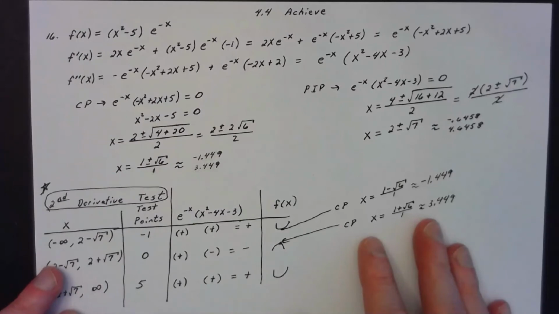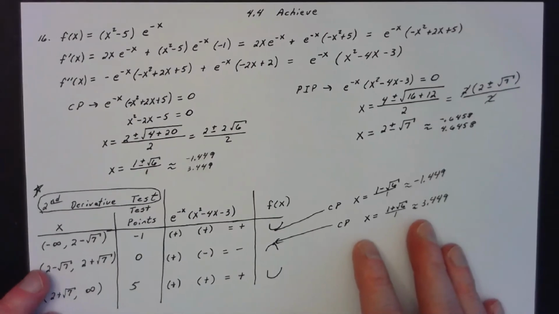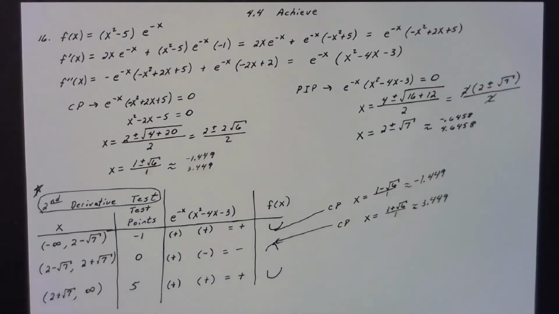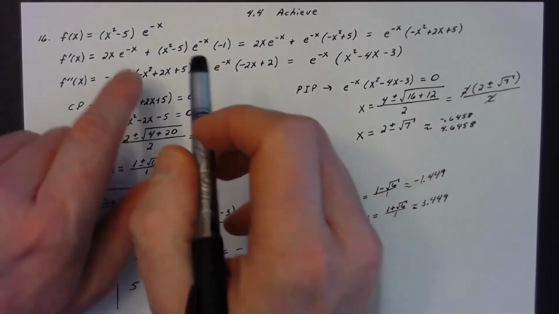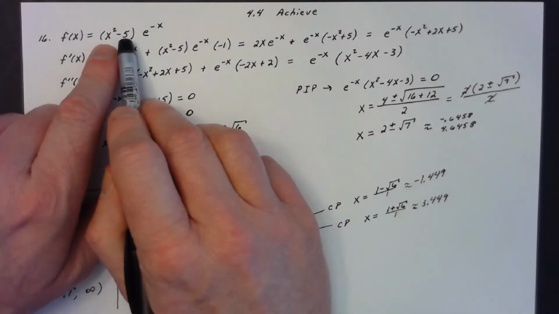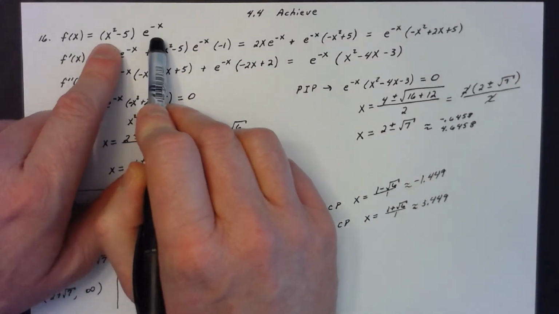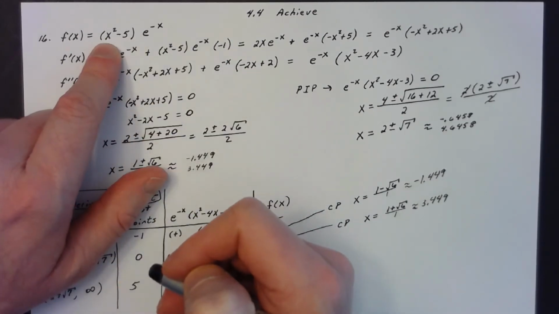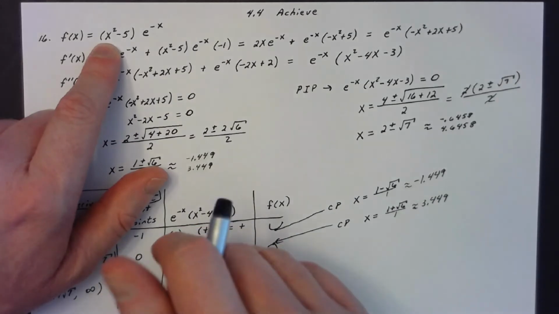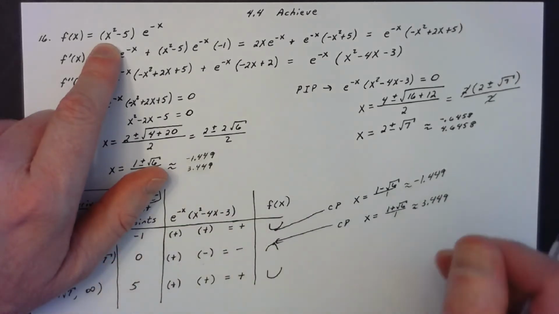The last one in this section that I'll look at with you, and it is literally the last problem in the section, number 16, is very, very similar to the one we just looked at. It's a little bit better just because it involves the product of a polynomial and an exponential function, but it's the same type of questions. Determine the intervals of concavity, and then determine the critical points that will give you maximum or minimum values.